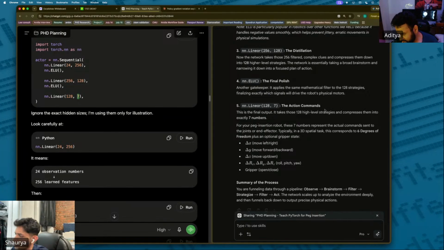Okay, summary of the procedure, funneling the data through the pipeline: observe, brainstorm, filter, strategize, filter, act. Observe and act. I get it.